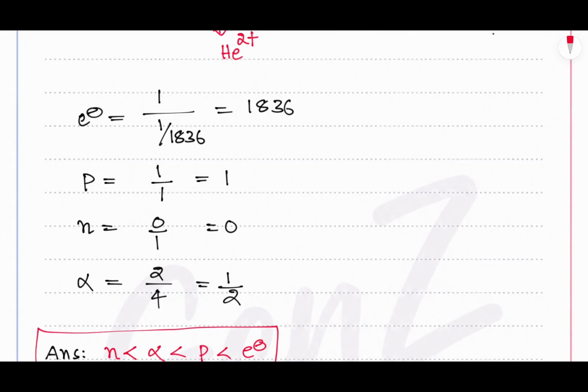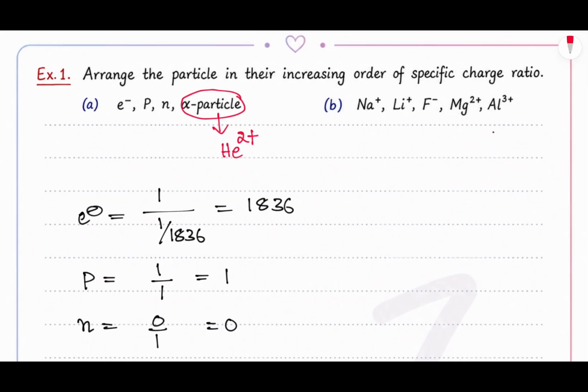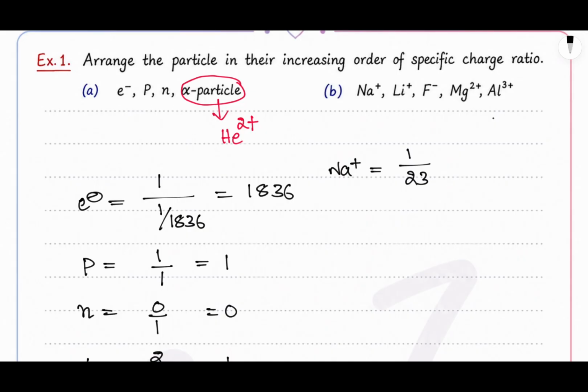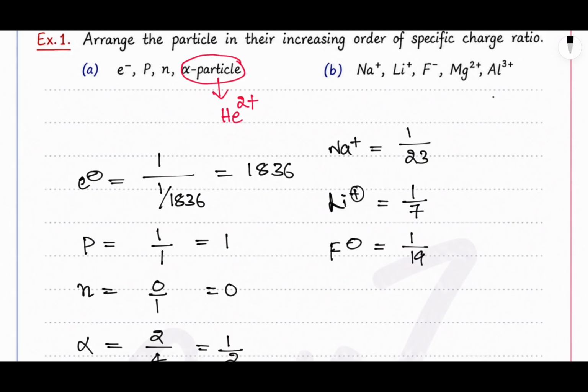Next question: sodium ions, lithium ions, fluoride ions, magnesium ions, and aluminum ions. What is the specific charge ratio in this case? Let us go one by one, as we discussed earlier. First, Na plus: the charge is 1 and the relative mass of sodium is 23, so it is 1 by 23. For lithium plus, it is 1 by 7. For F minus, the relative charge is 1 and the relative mass is 19, so it is 1 by 19.